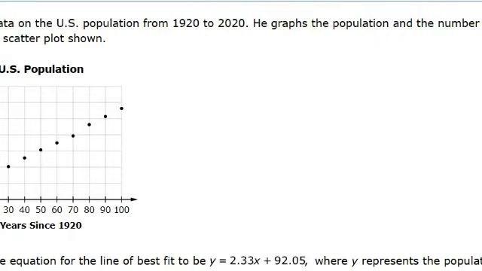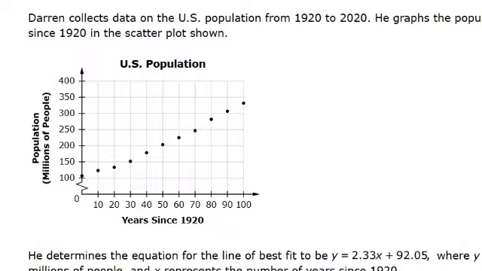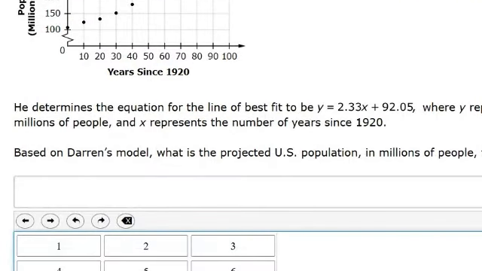Jared collects data, so in 1923, then this is 1920. Then the scatter plot is shown. He determines the equation for the line of best fit to be y equals 2.33.